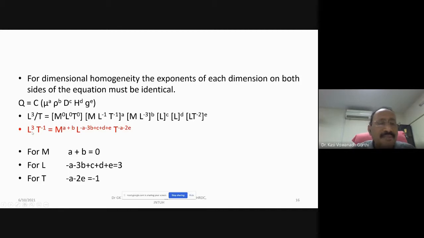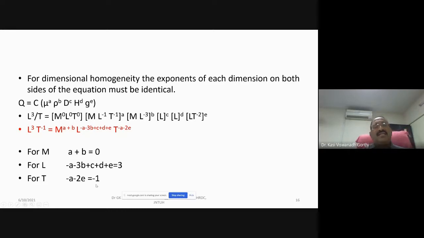Similarly, for L, on the left hand side, you have 3. Here, minus a minus 3b plus c plus d plus e is equal to 3. t to the power minus 1, t to the power minus a minus 2e. So, comparing both, minus a minus 2e must be equal to minus 1. Now, you have got 3 equations, one for m, one for L, and the other for t. a plus b is equal to 0. Minus a minus 3b plus c plus d plus e is equal to 3. Minus a minus 2e is equal to minus 1.